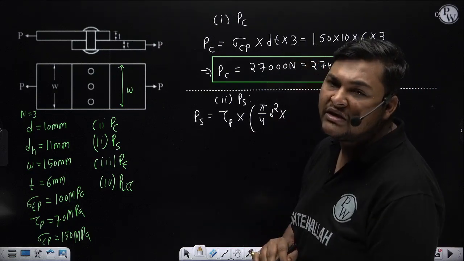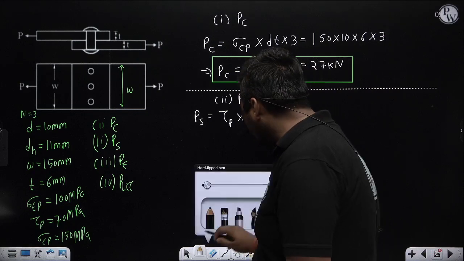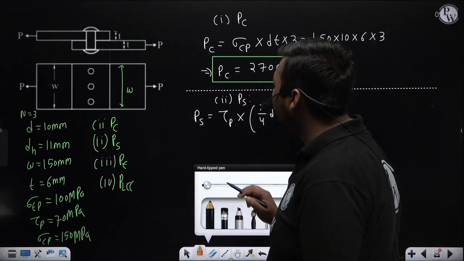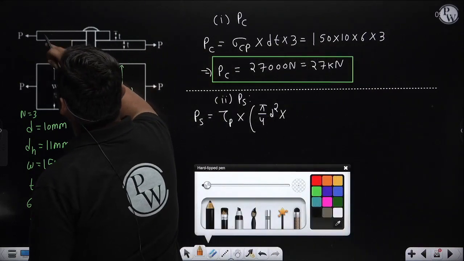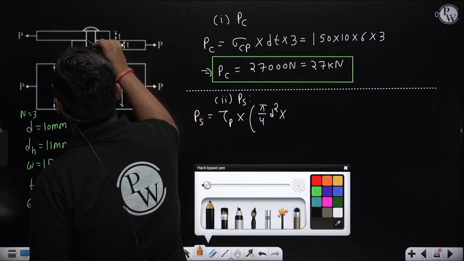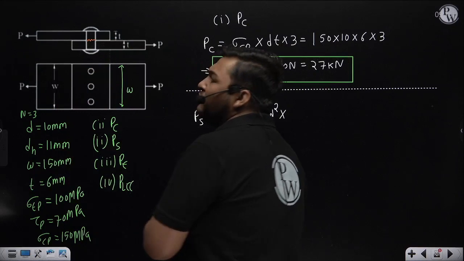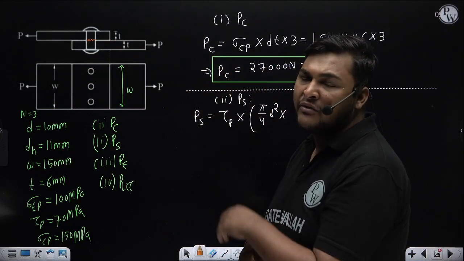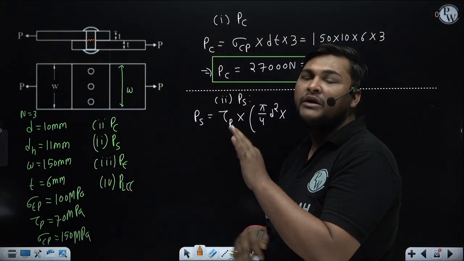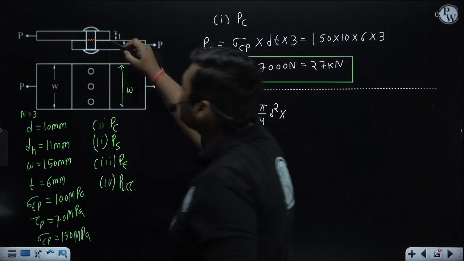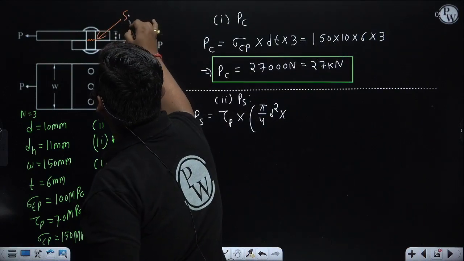For that, see, is the rivet subjected to single shear or double shear? Here if you see, this load P and this load P will try to shear off this rivet from this plane. Means in this diagram we can see that for one rivet, shearing is occurring only in one plane. Can I say this rivet is subjected to single shear?